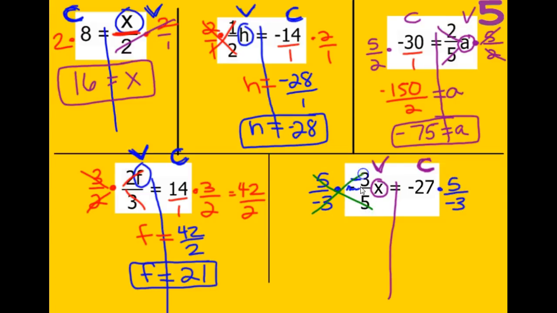So 5 over 5, 3 over 3, they just make 1. So we have x. Negative 27 times 5. I don't know what that is, so I'm going to plug it in my calculator. And I get negative 135. And on the bottom, 1 times negative 3 is negative 3. Well, I know two negatives are going to make a positive. And if I divide that in my calculator, I get 45.